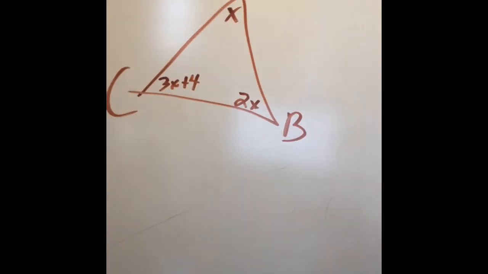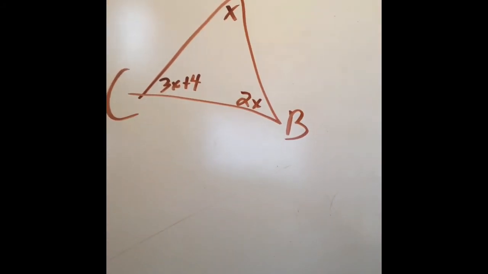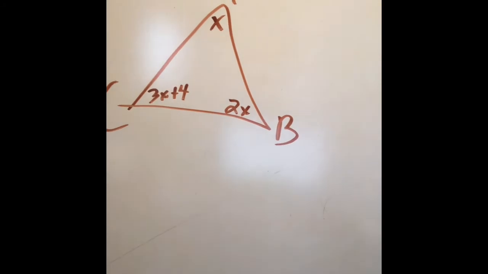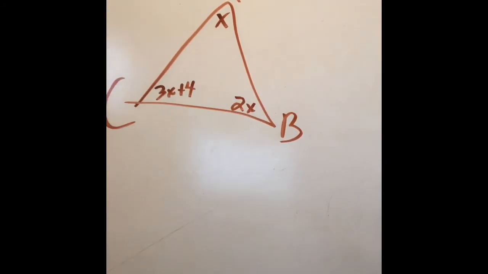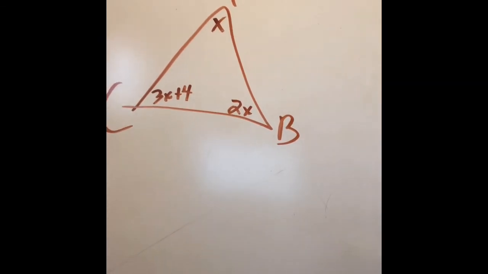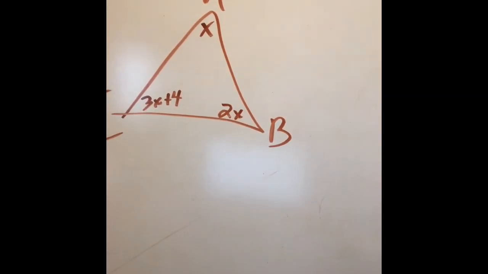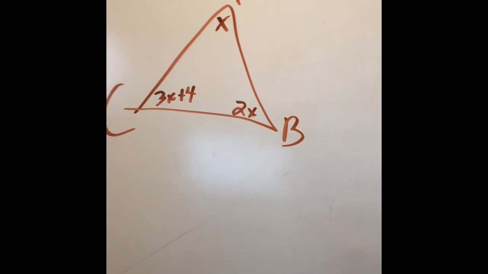So there I have the three of them. I have my x. I have twice angle A, which is 2x. And then angle C is 4 more than 3 times angle A, so 3x plus the 4.